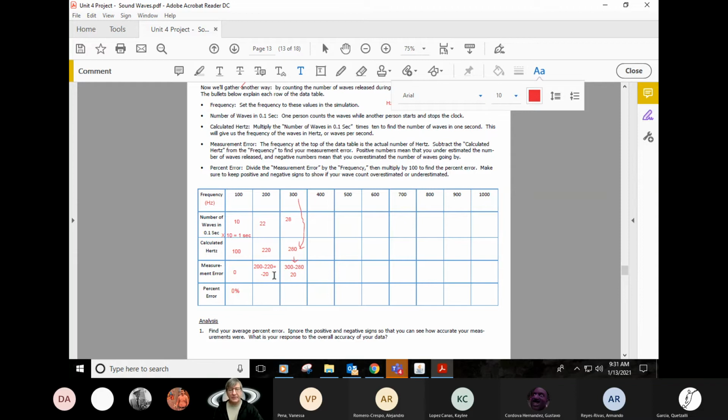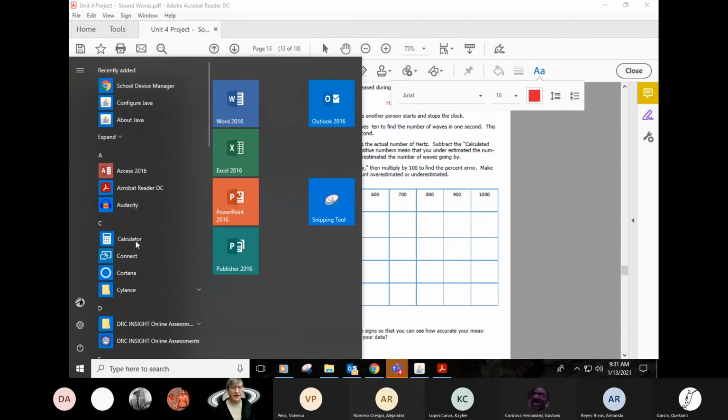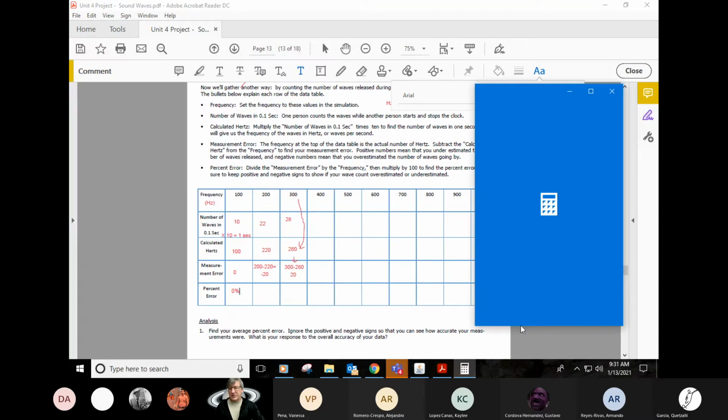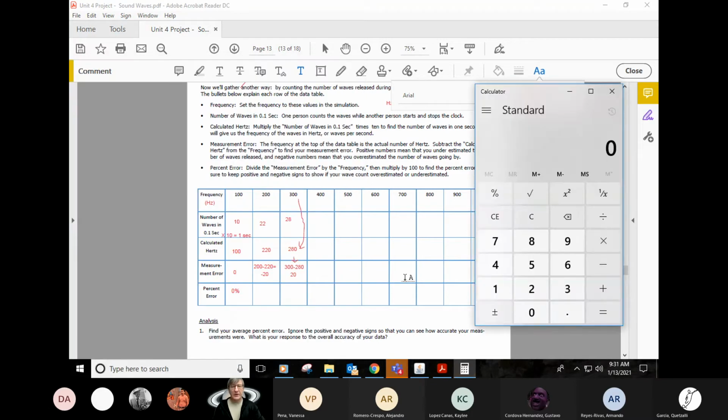But these ones we have to calculate. So here's how you're going to do that. At this point, you're going to want to get a calculator running, because to find percent, you probably do want a calculator. You take whatever number you came up with here, like this one was negative 20. There's 20, and I can make that a negative number just by finding this plus-minus sign. I put this number in, I hit divide, then I put in the frequency, 200. Then I click equals.